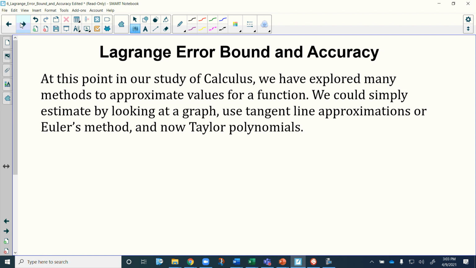So what we're talking about here is something called the Lagrange error bound and accuracy. The error bound is something that we've already talked about a little bit in a previous video for this course.